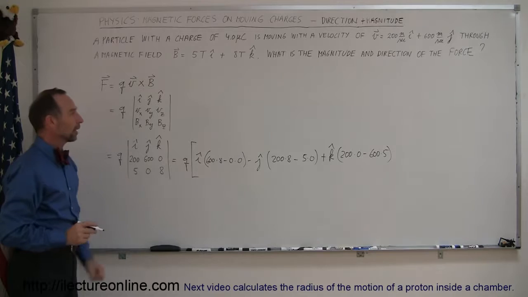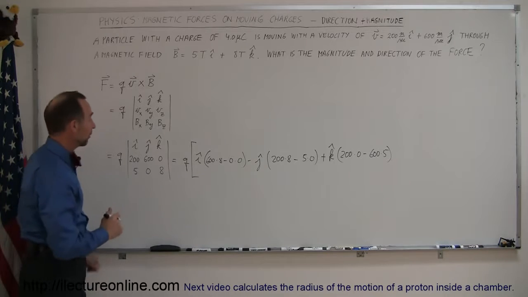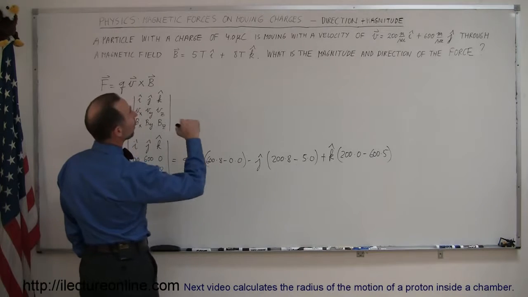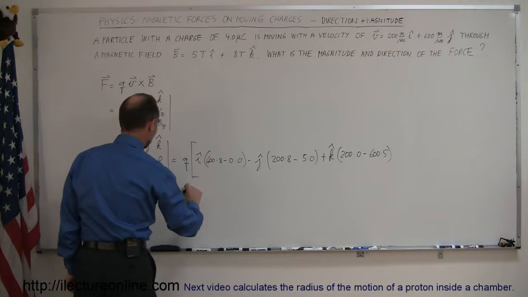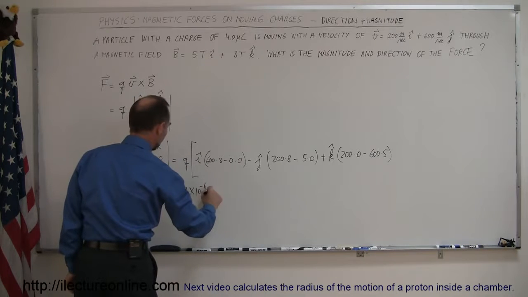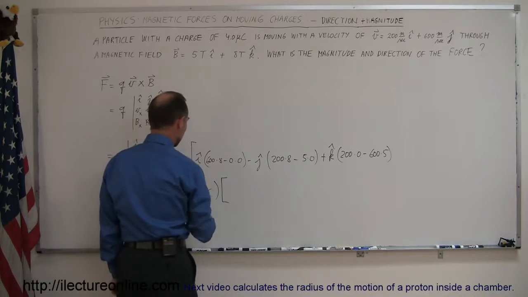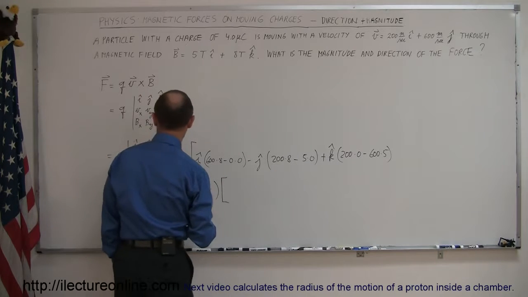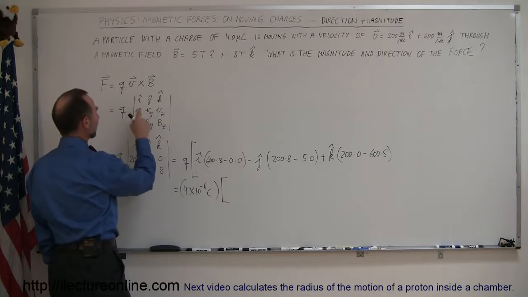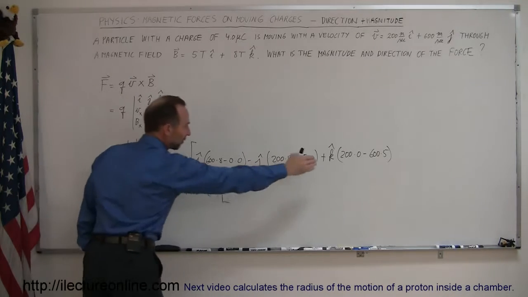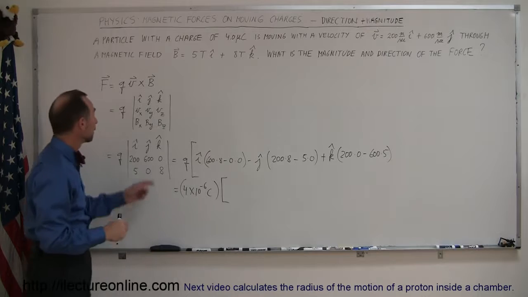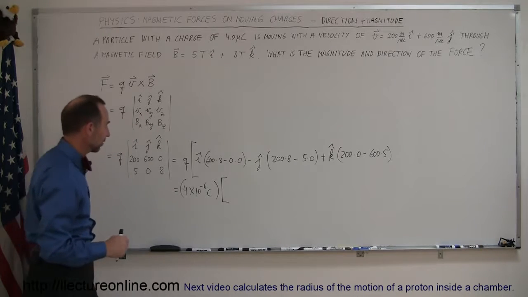Okay, and then of course you multiply that times the charge. Now we're ready to simplify that. The charge was 4 microcoulombs, so it's 4 times 10 to the minus 6 coulombs, multiplied times I, which would be... and of course remember, we're going to be multiplying velocity times the magnetic field. So the units for what's inside the brackets would be meters per second times teslas.